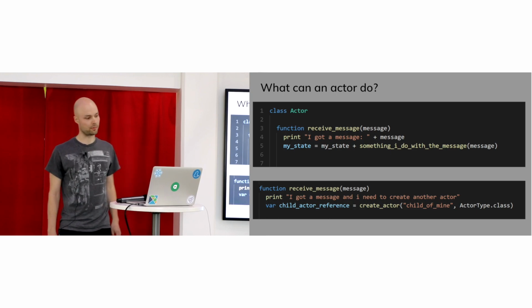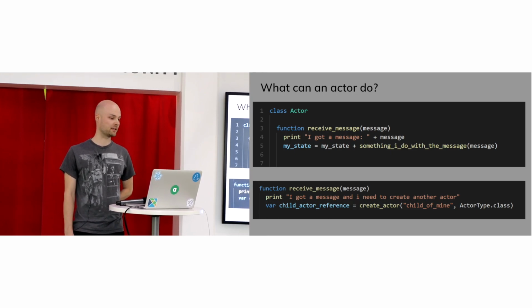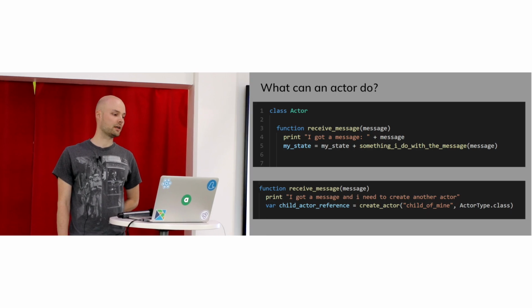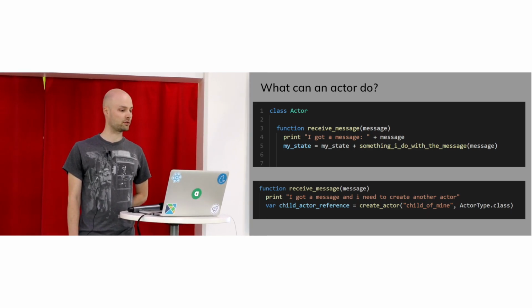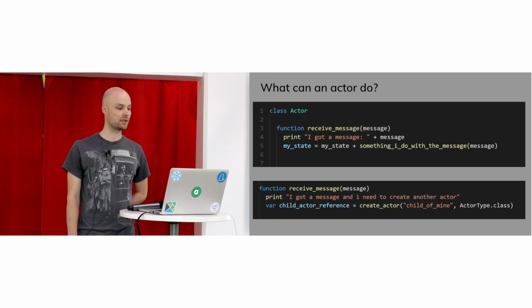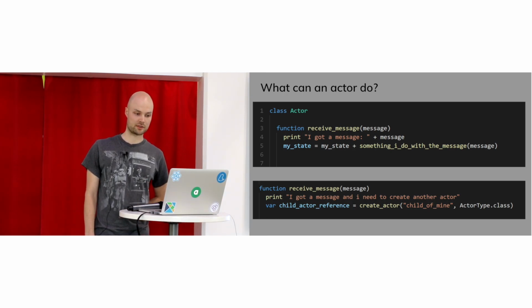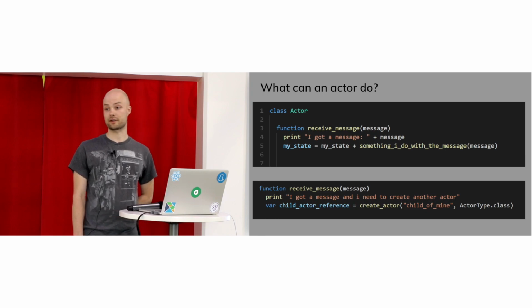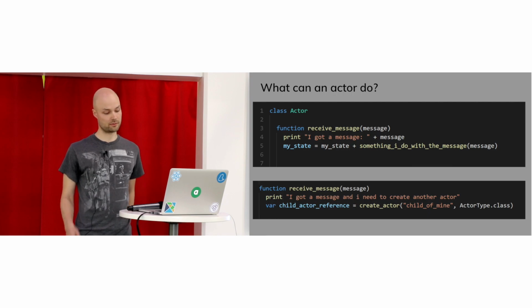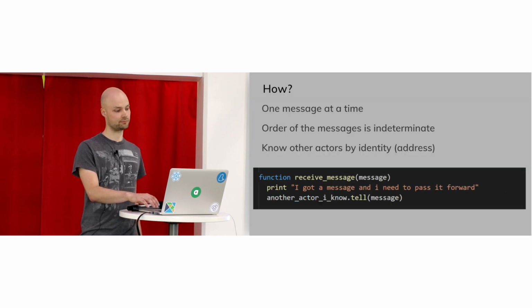So here I have a couple of examples. This is probably not in any specific programming language. First one, I define a class actor, function receive message. It prints out the message contents. Then it alters its state based on the message. So actors can also have an internal state which they can alter. In the below example, I'm actually creating a new actor based on the message. And it will become a child actor of this actor, so actor systems are usually hierarchical.